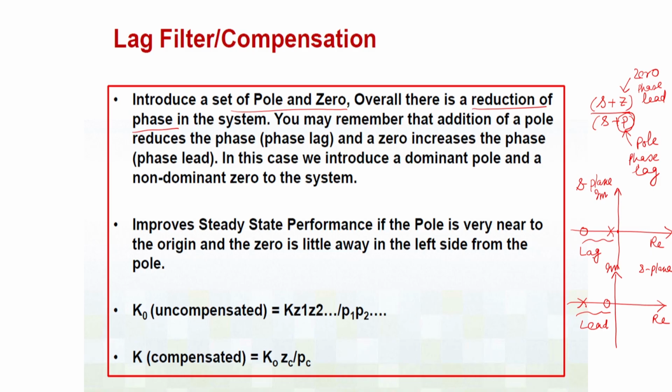Now, this is the lag compensator, where the pole is closer to the origin and then it becomes more dominant. What will be the use of this lag compensator? Well, the first important point is that it improves the steady state performance. If the pole is very near to the origin and the zero is a little away on the left side from the pole, then from the uncompensated situation where you do not have the compensator, if you add this compensator, which is ZC by PC, we will be able to see its effect on the steady state performance of the system.